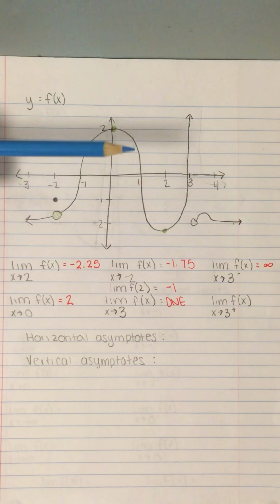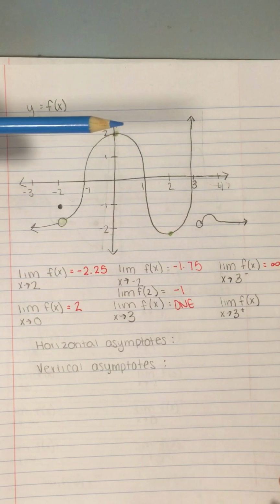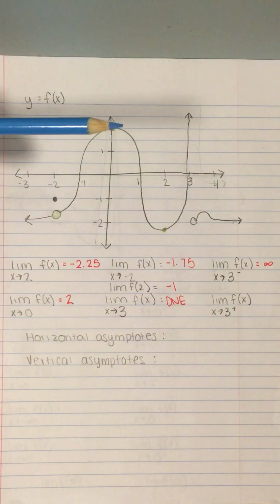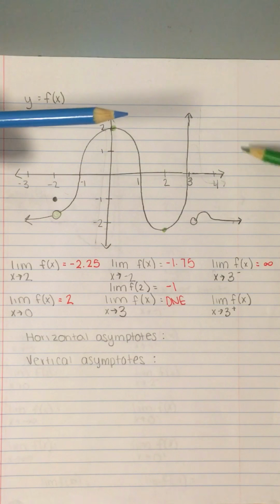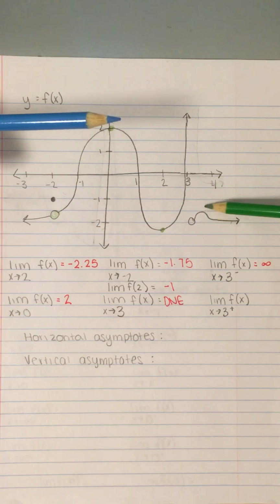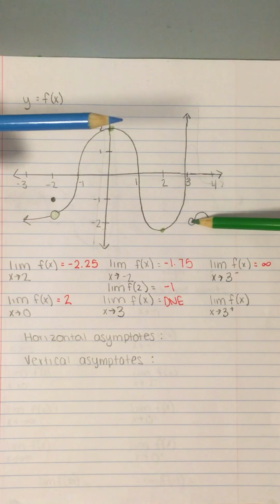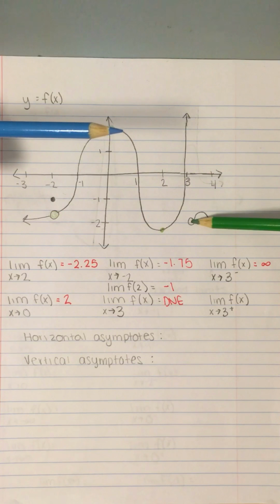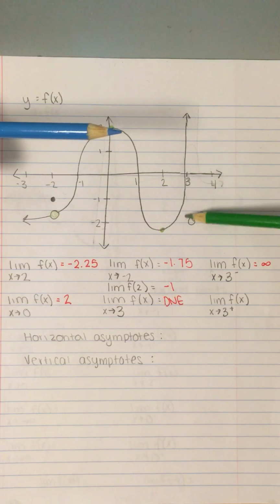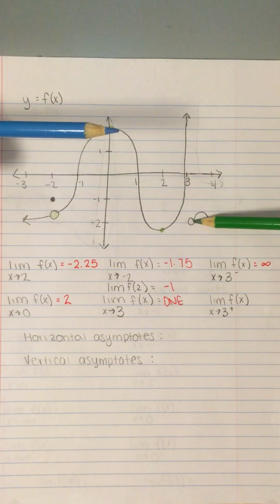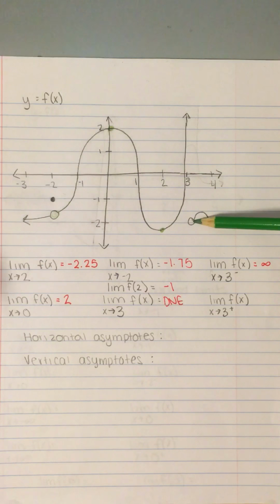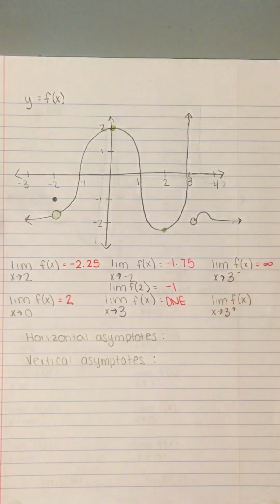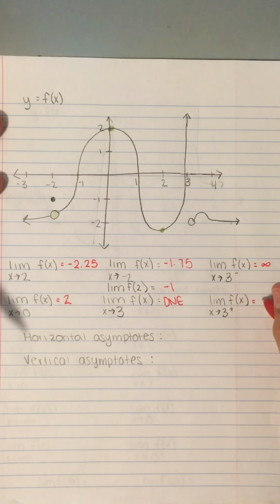Now, if we want to take the limit of this function at x equals 3 from the right, we're going to trace it back from the right all the way over here to this hole like we saw at x equals negative 2. Therefore, this hole is at negative 2 on the y-axis, so the limit of this function as x approaches 3 from the right would be negative 2.